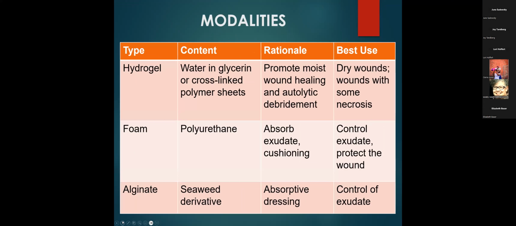Hydrogel, foam, alginate. You see a lot of seaweed-based alginate. The foam and alginate tend to be absorptive dressings, and they help control exudate. That's their best use. So if you've got what we call a weepy wound, you want to use foam or alginate as opposed to hydrogel, which is for a cleaner, drier wound with very limited slough or necrosis. Next slide, please.